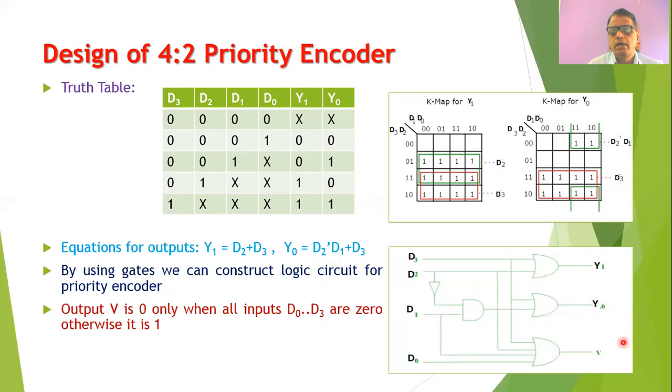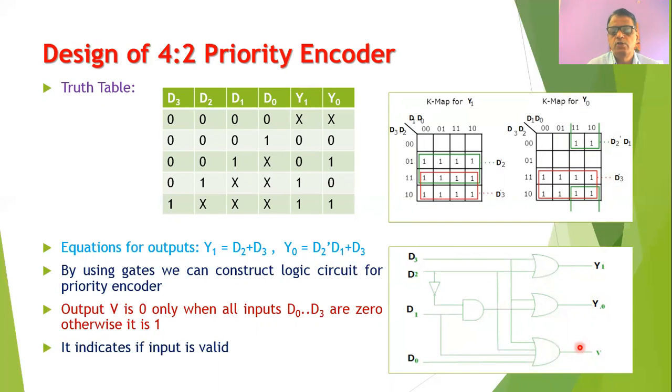Now observe that this priority encoder circuit will have one more output and that is called output V, and the output V is 0 only when all the inputs are 0. Otherwise, the output is equal to 1. So actually, this output will indicate whether the input is valid or not. If all the inputs are equal to 0, that is none of the inputs is active, then V will indicate that the input is invalid.